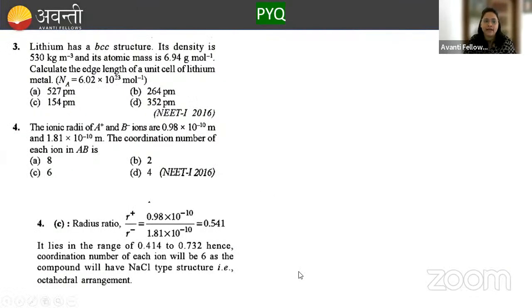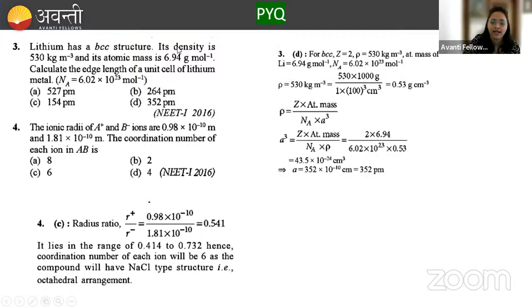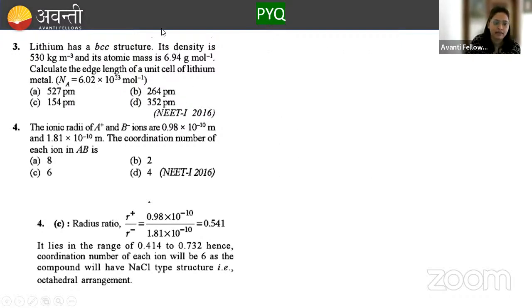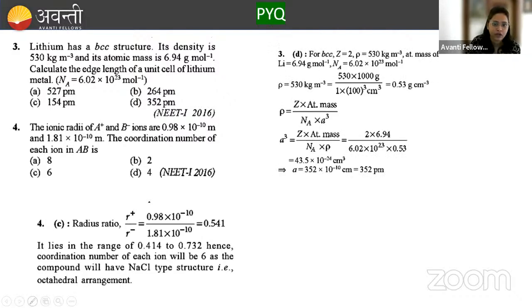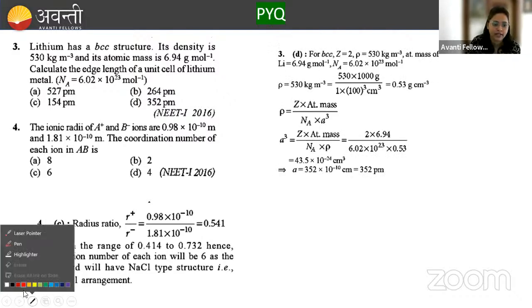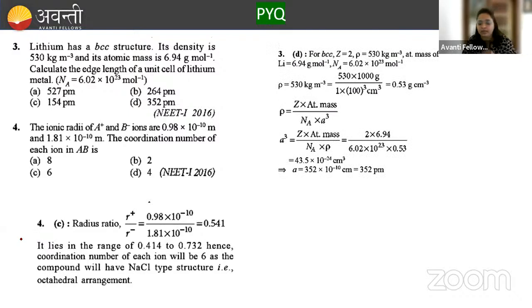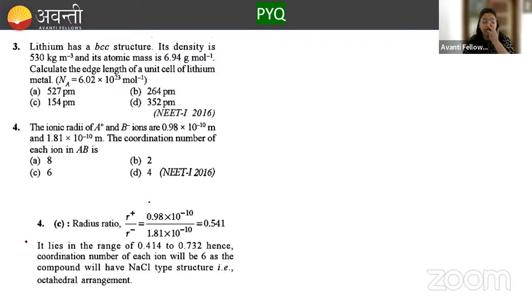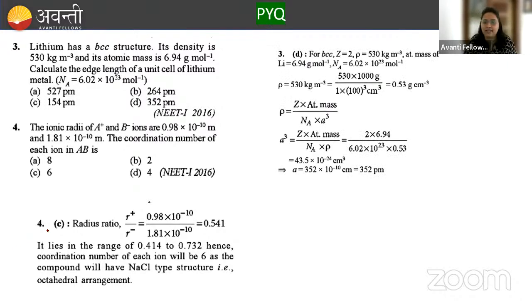So here lithium is having BCC structure. Its density is 530 gram per meter cube, and its atomic mass is given. We need to calculate here what? What is the a value? That is the length of the unit cell. What is the length of the unit cell? So here you can see the answer. For BCC, we need to solve this problem.